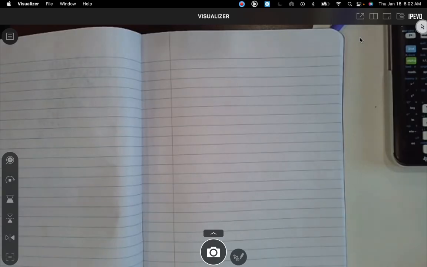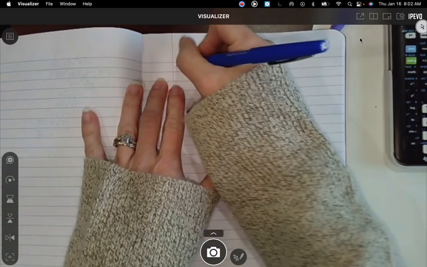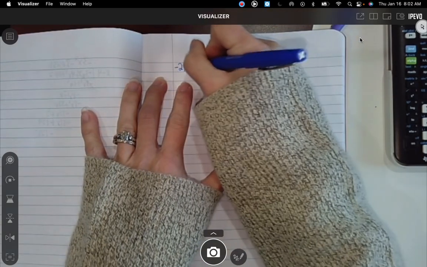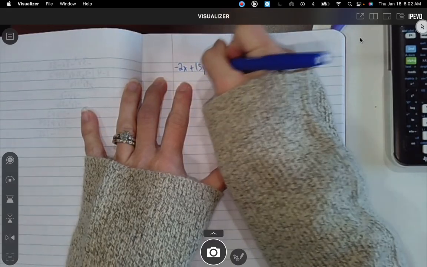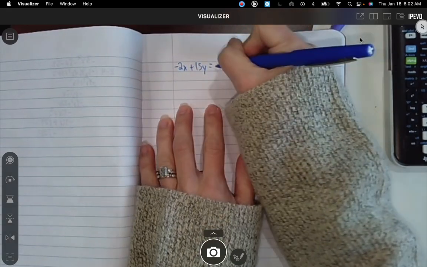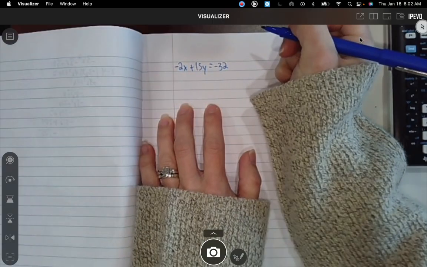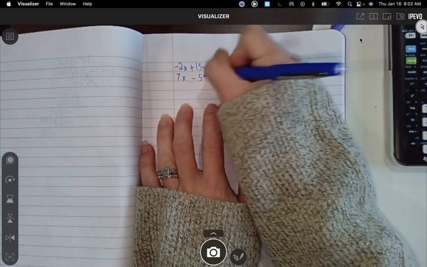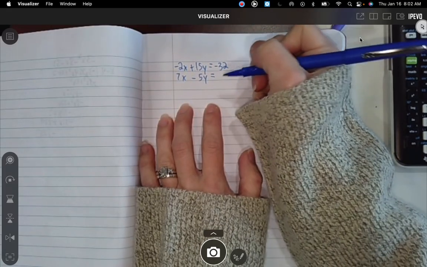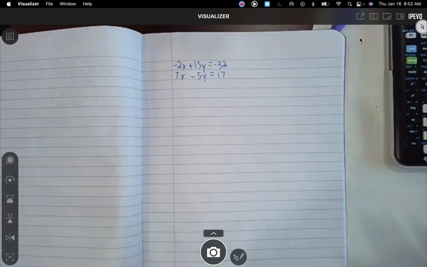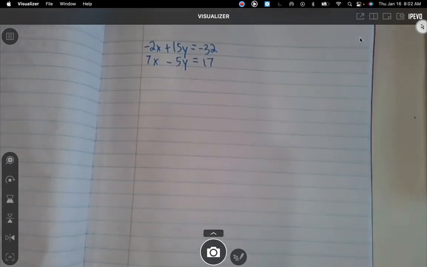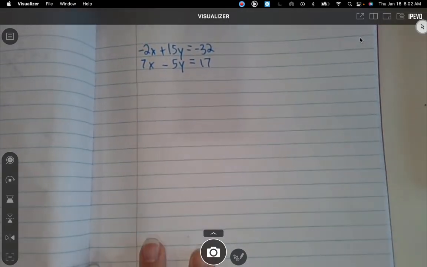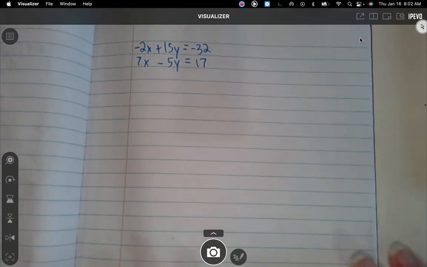Okay, I have negative 2x plus 15y equals negative 32, and 7x minus 5y equals 17. Let me zoom in just a tad. So yesterday we looked for a matching number. Do y'all remember that? Because that's the one we wanted to eliminate.